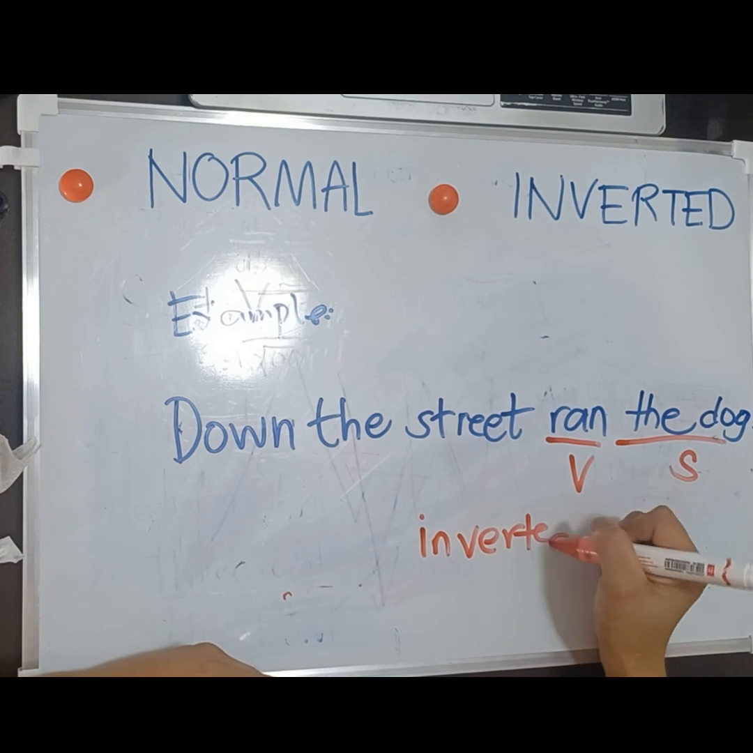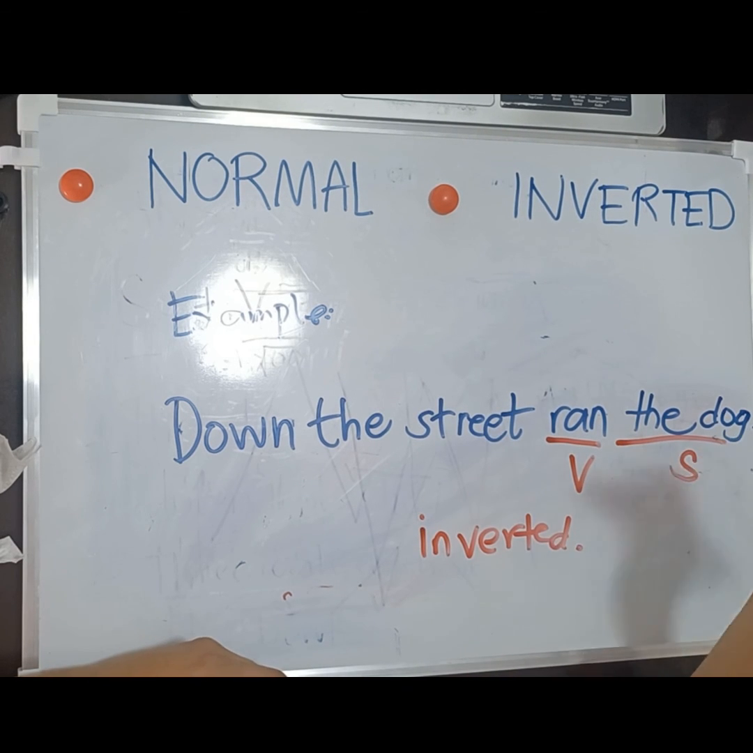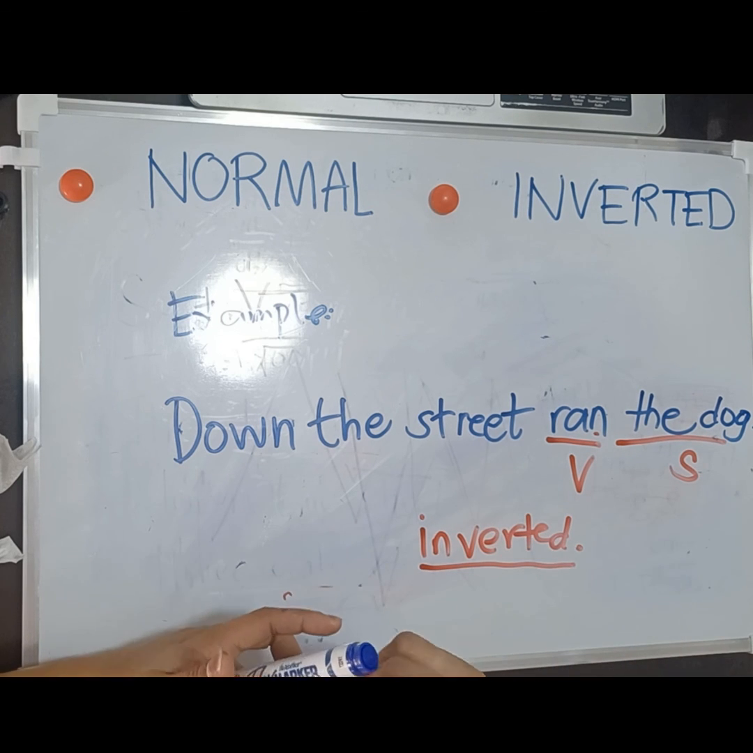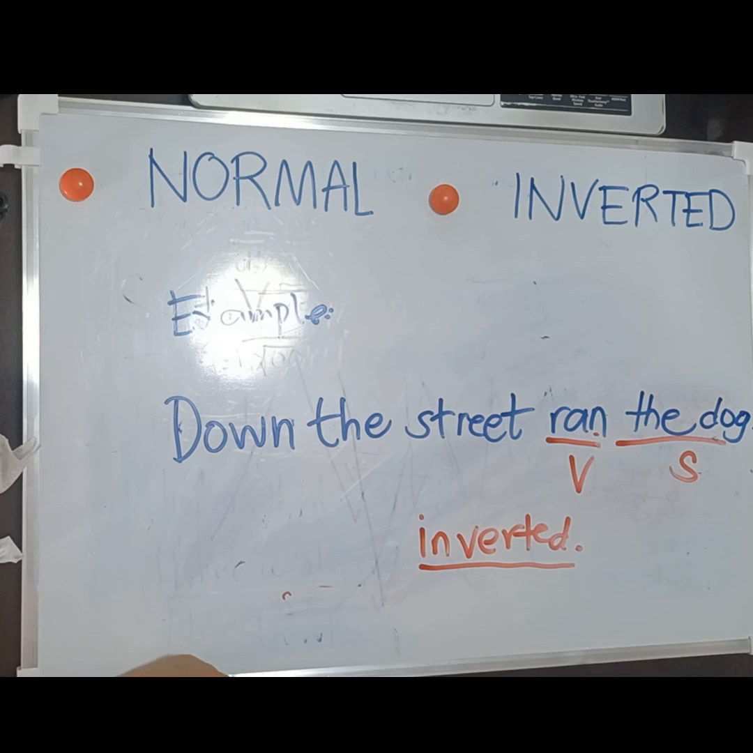So this is what you're going to do in your guided activity 2. Label the subject and the verb, and then write if it's normal or inverted. As simple as that. Write your answers in your English notebook.